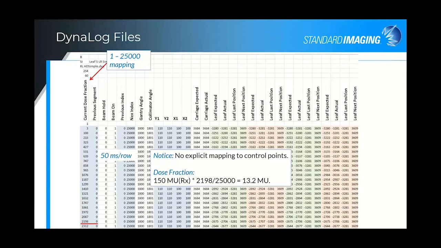So for the Dynalog files, there's no direct mapping to control points. The dose fraction must be determined based upon the current dose fraction and the prescribed MU, as shown in this equation. And so at this point where the red line is, 13.2 of the total 150 monitor units have been delivered. And here, each row designates 50 milliseconds.